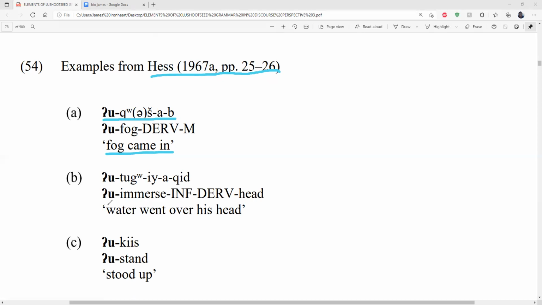Okay, no need to send it. I'm snipping tool. And then again, here's the O prefix attached to tugiakade. Water went over his head, or in this case, emerged.